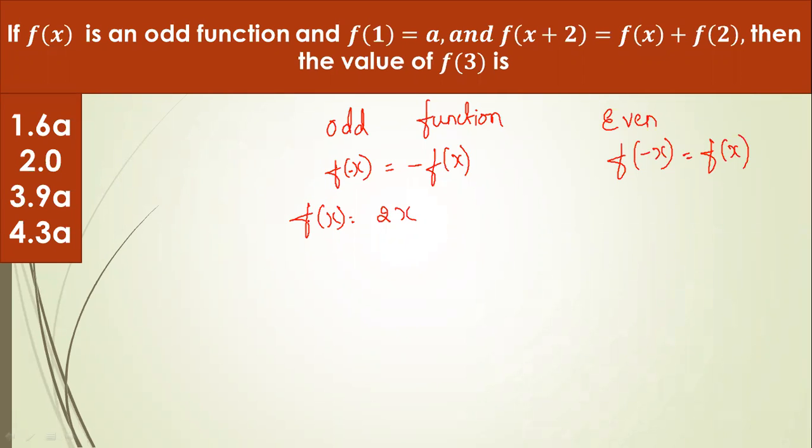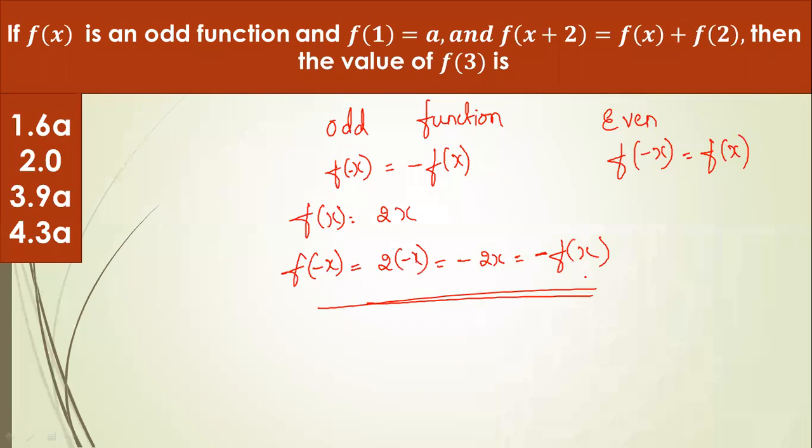Odd function. Good, Ankita. It is an odd function because f of minus x is 2 into minus x, which is minus 2x. That is nothing but minus f of x. So this is an odd function. I hope now you have regained your memory about odd and even functions.